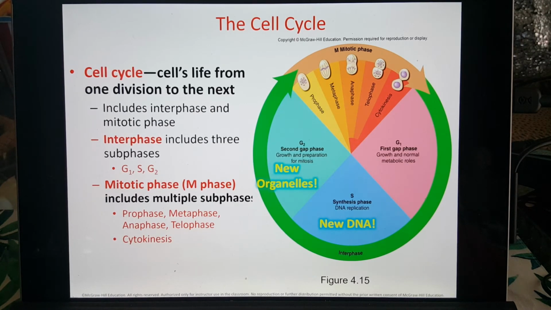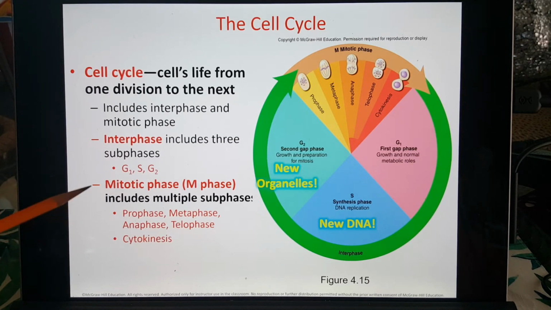So our new daughter cell as well as the old parent cell both need all the little mini factories that are hanging out in the cell doing their job. Both cells need their own set. So we have to have new organelles, new cytoplasm in order to create the new cell.